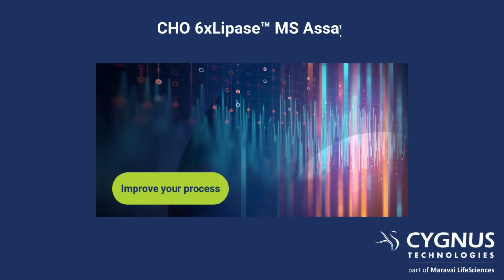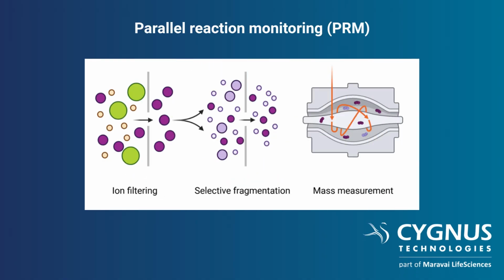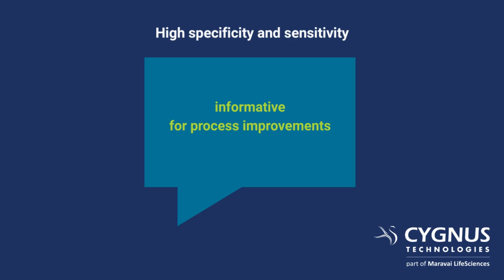Second, so what's the fix? The Cygnus CHO 6X lipase mass spec assay. It's designed specifically for 6 critical CHO lipases. It uses parallel reaction monitoring, PRM, think super-targeted analysis with high-res mass spec. Gives you much better specificity and sensitivity than broad screens.